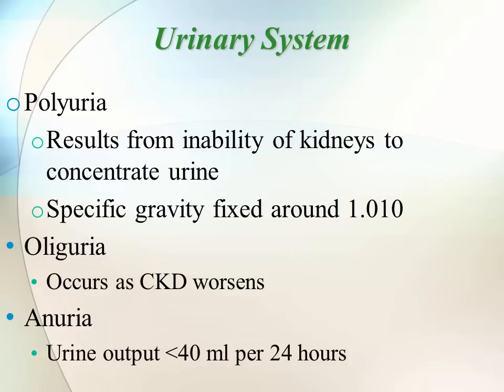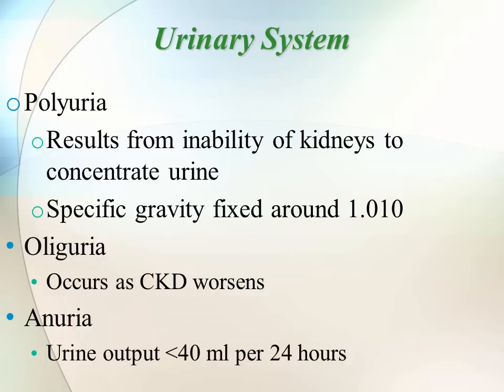In the urinary system, it starts as polyuria because of the collecting duct's inability to concentrate the urine. It moves to oliguria, a decrease in urine production. And then it moves to anuria, which is no production. Here I'm using less than 40 mLs per 24 hours. I've seen it in textbooks as less than 100 per 24 hours, but basically very little urine production.